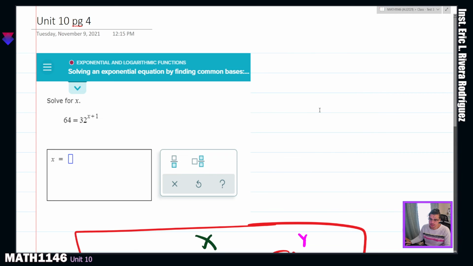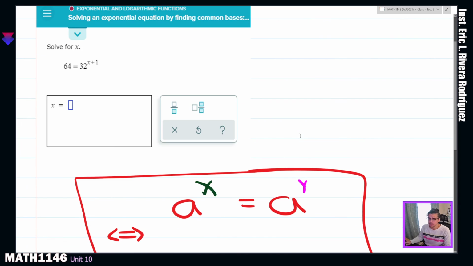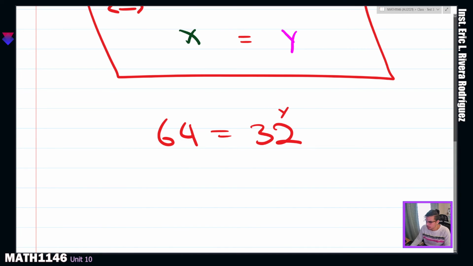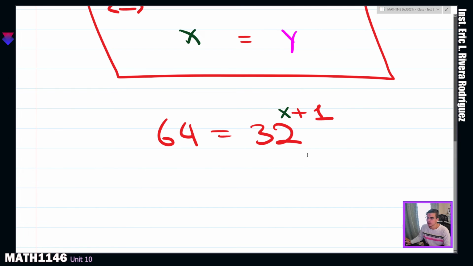So the exercise here is 64 equals 32 raised to the power of x times 1. And we need to solve for x. X is the unknown variable here. Okay, so we need to solve for x.